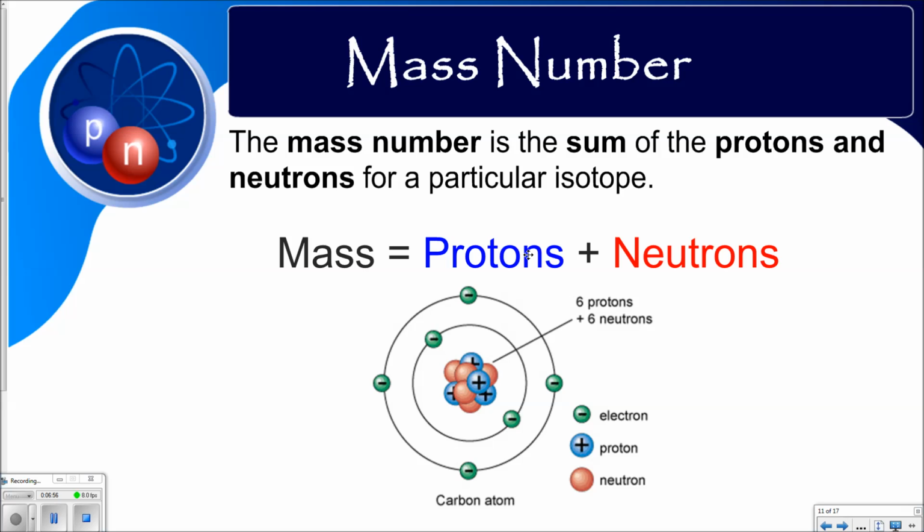Mass number. So we get the mass number by adding together the number of protons and neutrons. If I said I have an atom and it has 6 protons and 6 neutrons, we add them together and that is a mass number of 12.